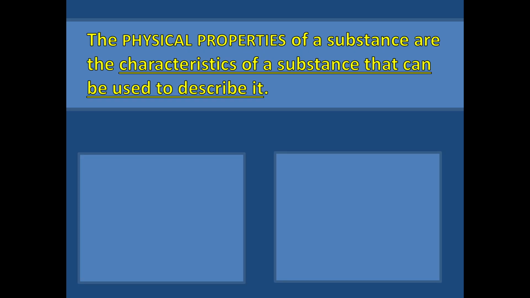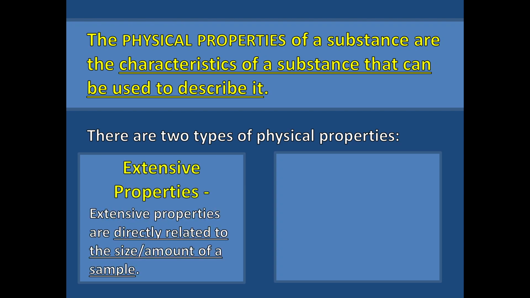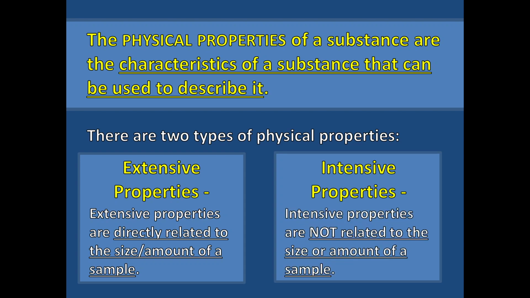The physical properties of a substance are the characteristics of a substance that can be used to describe it. This is what we learned last time. But there are two types of physical properties. There are extensive properties. Extensive properties are directly related to the size or amount of the sample. And intensive properties are properties that are not related to the size or amount of the sample. They are intrinsic to that object.